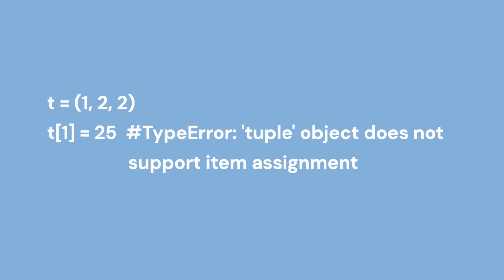Tuples are not mutable. For the tuple T equals 1, 2, 2, attempting assignment T[1] equals 25 throws a TypeError: tuple object does not support item assignment. This is intentional. Tuples protect your data from accidental changes. So if something needs to change, don't put it in a tuple.